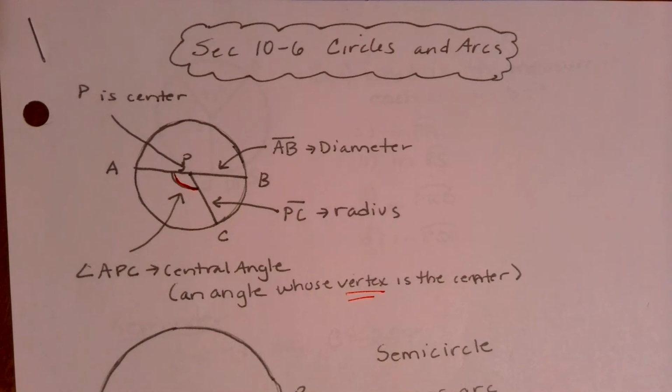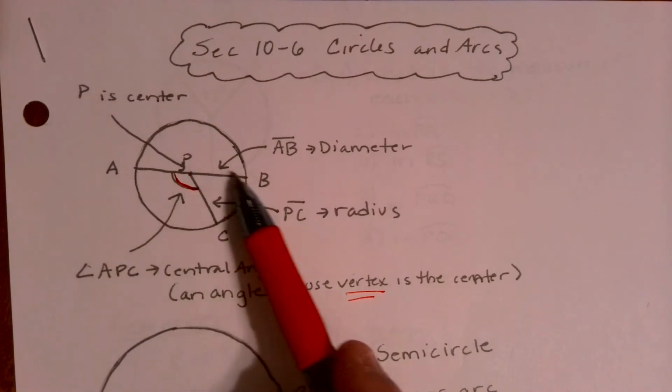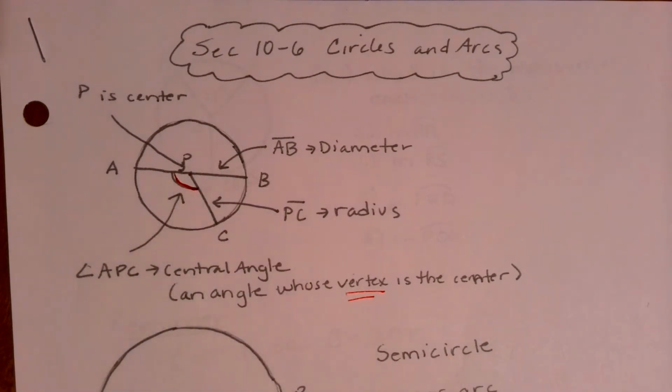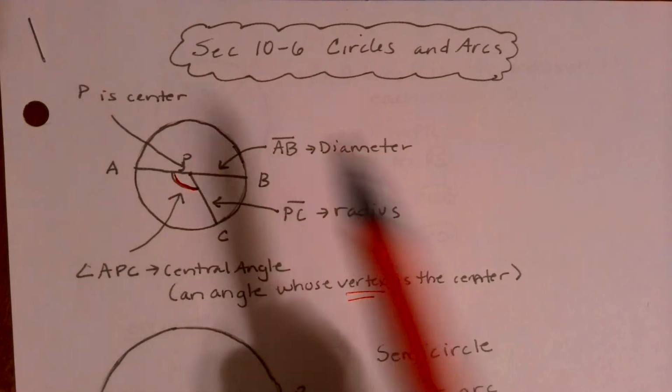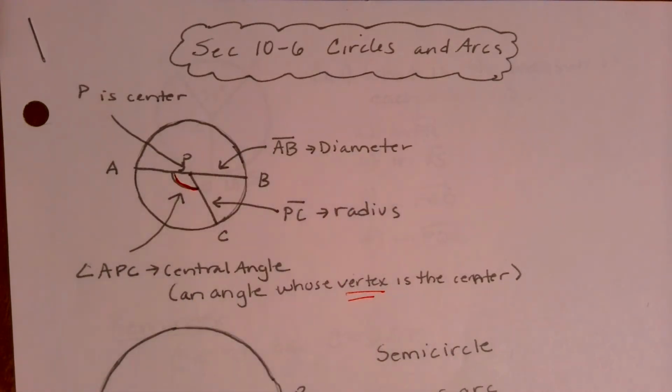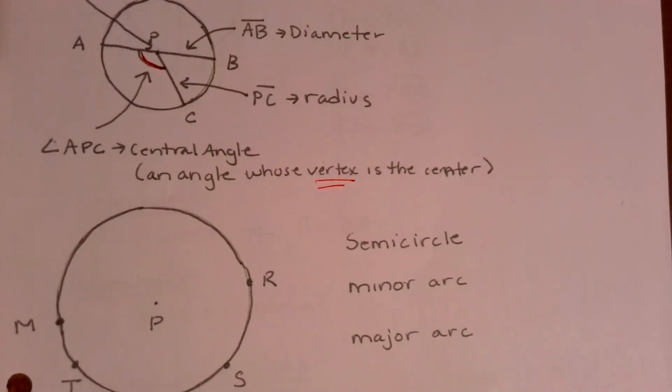And CPB could be a central angle. And actually APB, that semicircle, could be a central angle. So that's the first piece we need to get down.